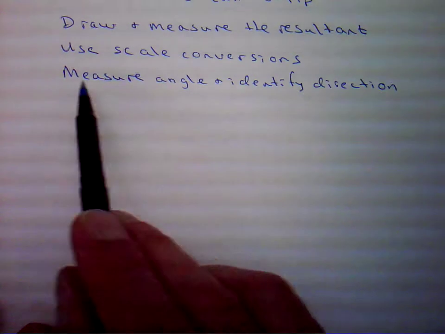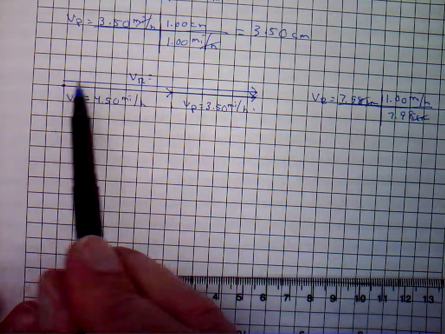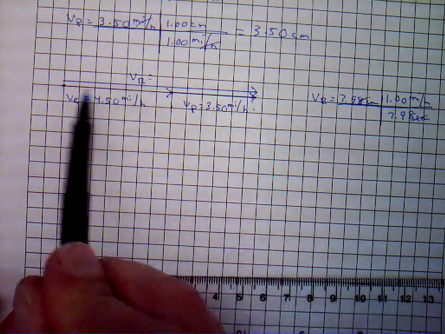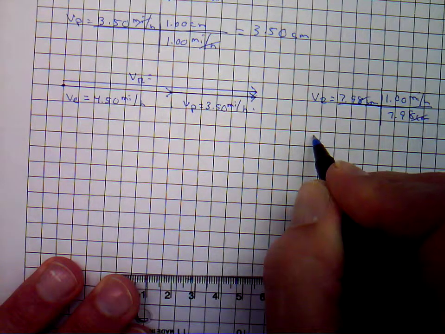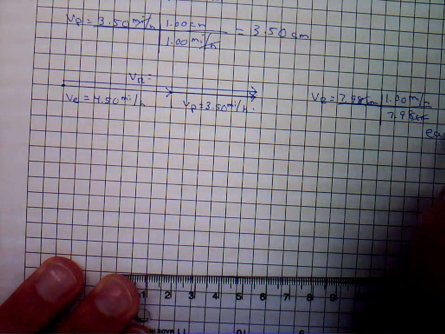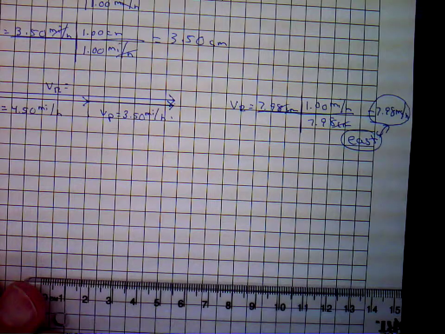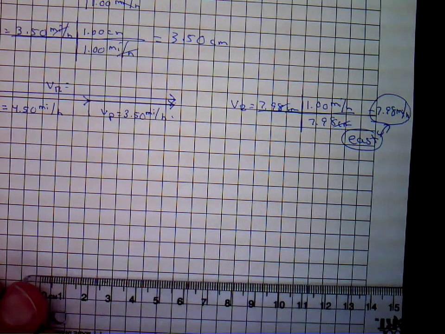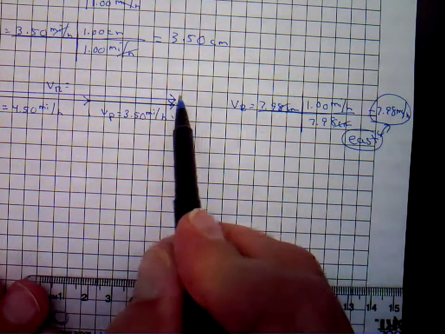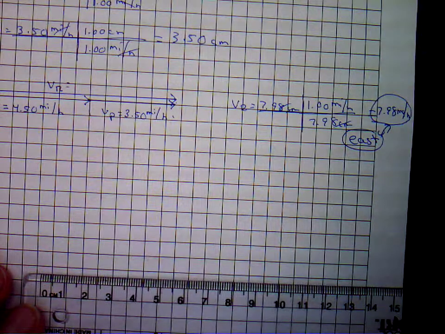We're not done yet because we have to measure the angle, identify the direction. Well, the angle is easy. It's the direction that this arrow is pointing, and this arrow is pointing due east. So we have to say that this resultant velocity is also going due east. So both of these are part of our answer: 7.98 miles per hour and due east. Of course, we're off just a little bit on measuring due to error in measurement, but it should be real close to 8 miles per hour, but that's pretty good.